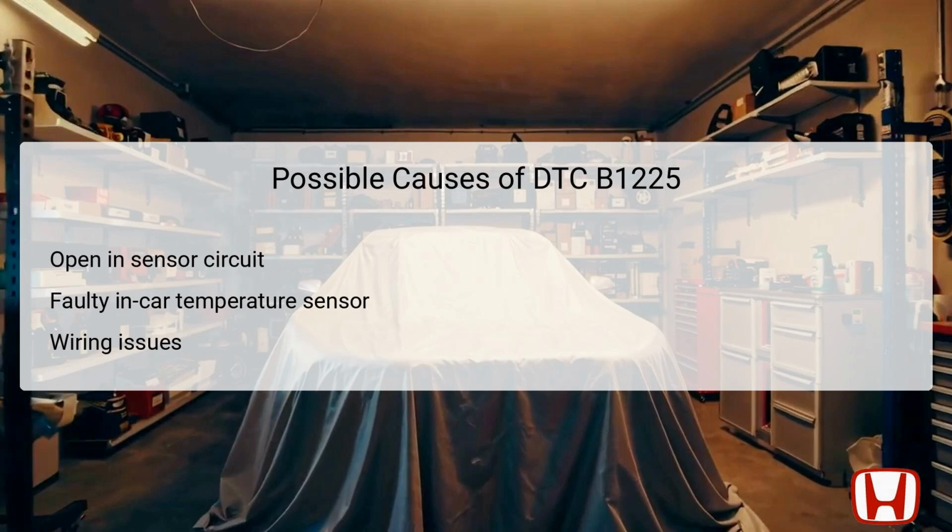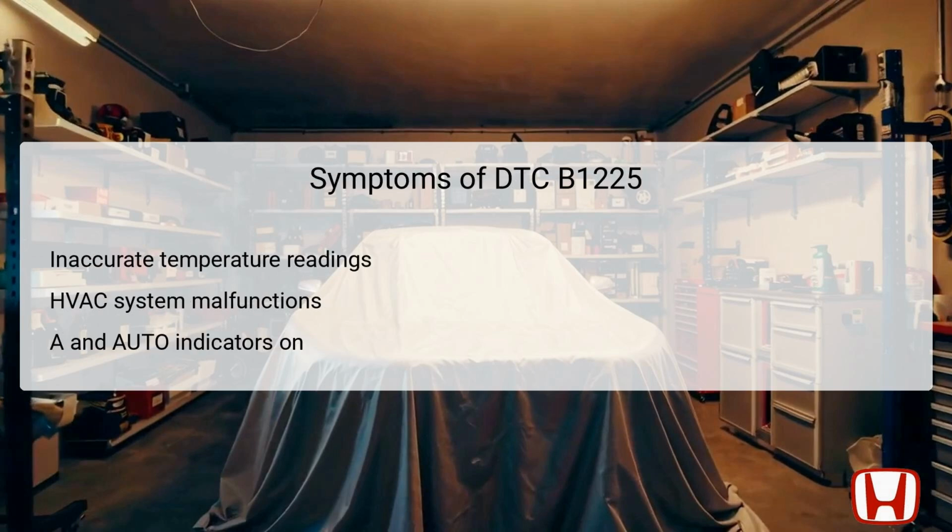Additionally, any wiring complications, such as frayed or broken wires, can also contribute to the problem, necessitating a thorough inspection of the wiring harnesses involved. Identifying the exact cause is critical for ensuring a successful repair and restoring proper function to the climate control system. The symptoms of DTC B1225 can manifest in various ways, impacting the overall vehicle climate control experience.